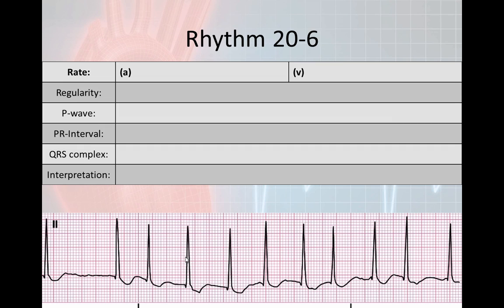The next one here, still hard to tell, but if you look right here, you can see a few fib waves right there, so it looks like this is going to be indeterminate. Ventricular rate, the slowest is right here. 300, 150, 175, 60. So we'll say the slowest ventricular rate is 60 beats per minute. The fastest rate looks to be 300, 150, 100, so 120.